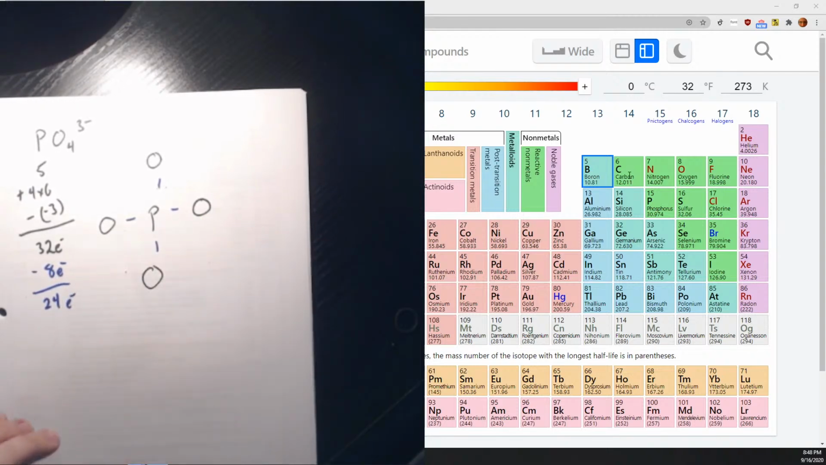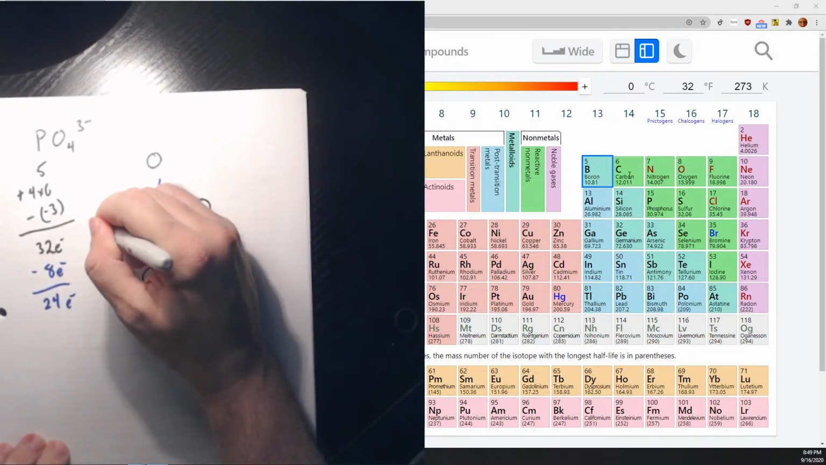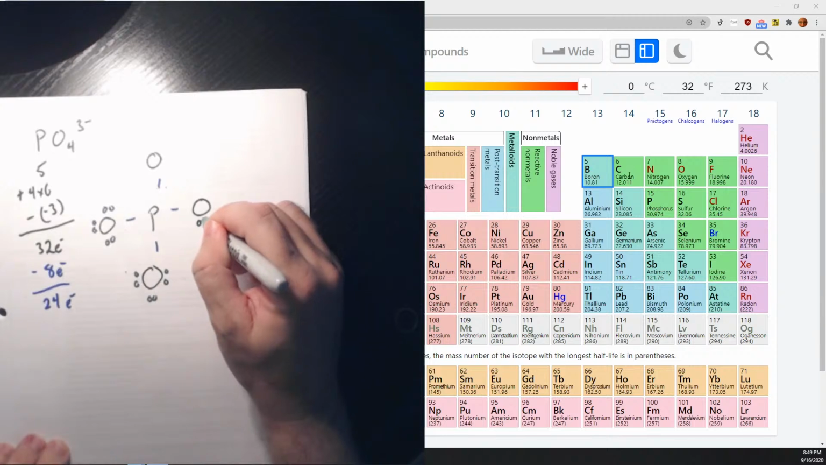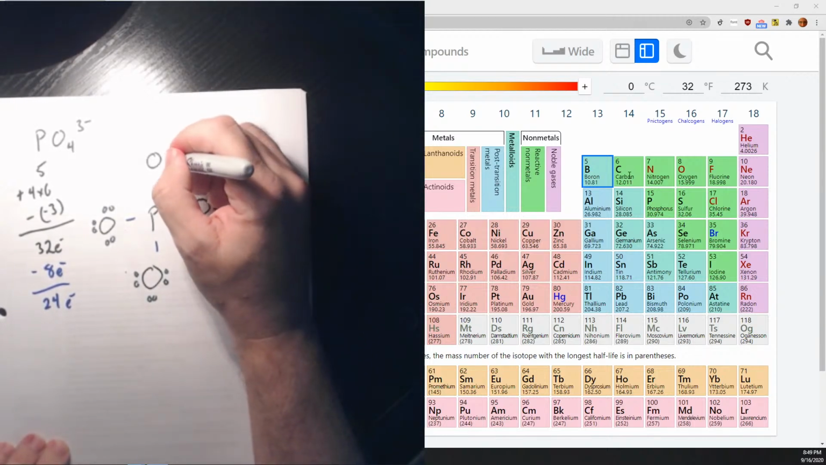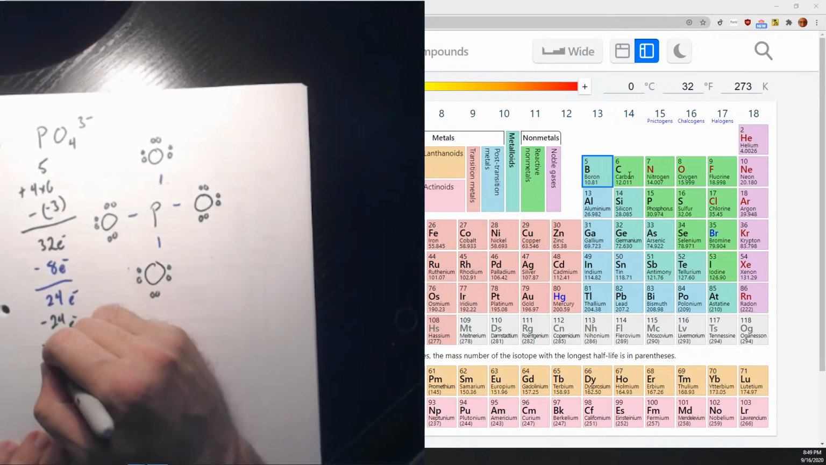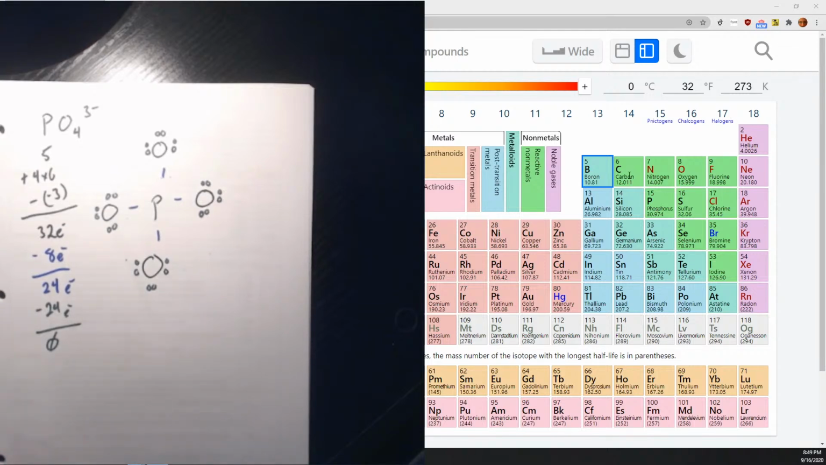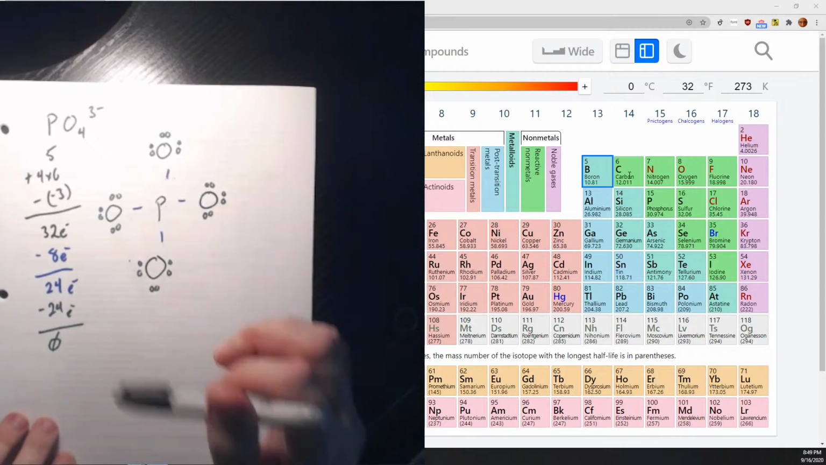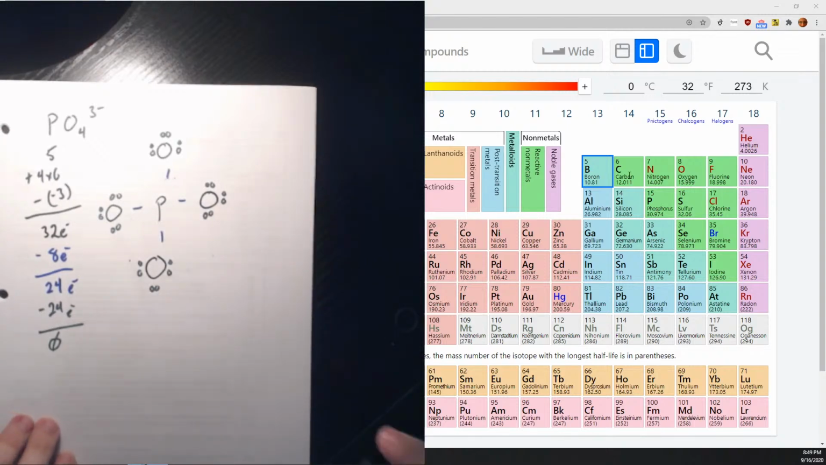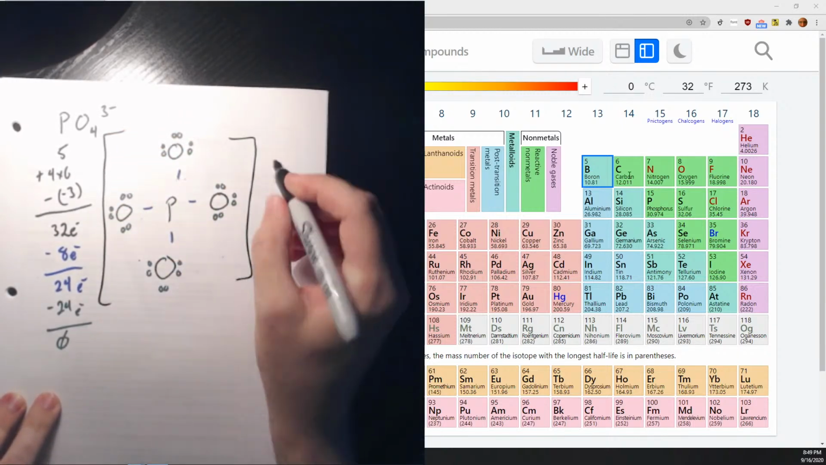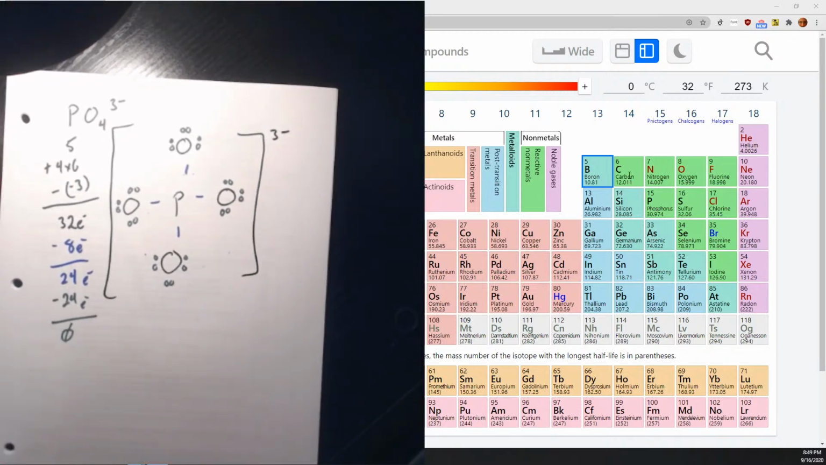24 electrons left over. Let's get some lone pairs on here. 2, 4, 6, 8, 10, 12, 14, 16, 18, 20, 22, 24. So that uses up all of our electrons. No lone pairs for phosphorus. And according to Lewis structure rules, he doesn't need lone pairs. He's got 4 bonds, 2 electrons per bond, means that the phosphorus has a stable octet. So we just go ahead, we draw our brackets, give it the -3 charge, and we're done.